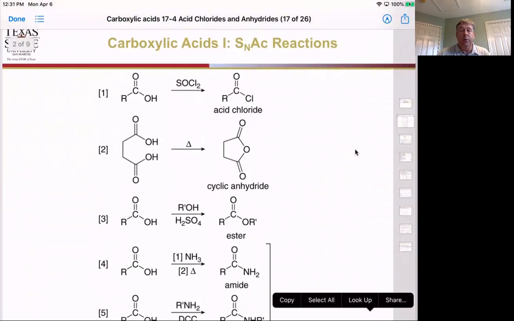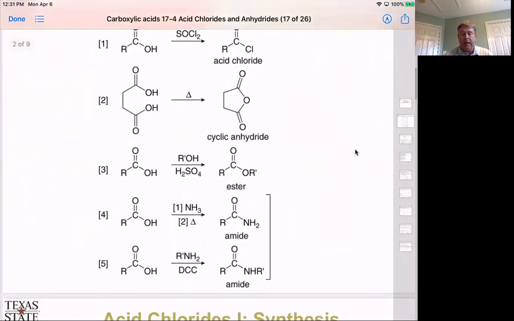So the first one we're going to do is show you how to convert a carboxylic acid to an acid chloride. You technically can't do that because chloride is a much weaker base than hydroxide, so we're going to have to figure out a way to trick that. We're going to figure out a way to make cyclic anhydrides, as well as esters, amides, and amides that are substituted more than once. So let's start with the acid chloride synthesis first.